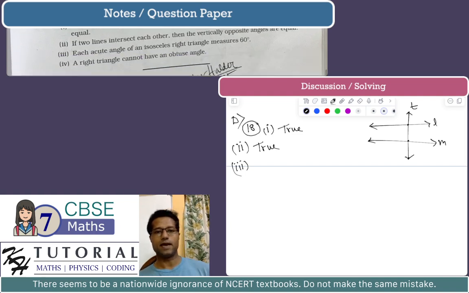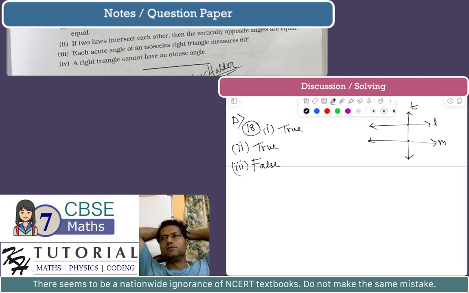Part 3. Each acute angle of an isosceles right triangle measures 60 degree. This is false, because in any right angle triangle, other than the right angle, the other two angles are acute angles, and the sum of those acute angles is equal to 90 degree.